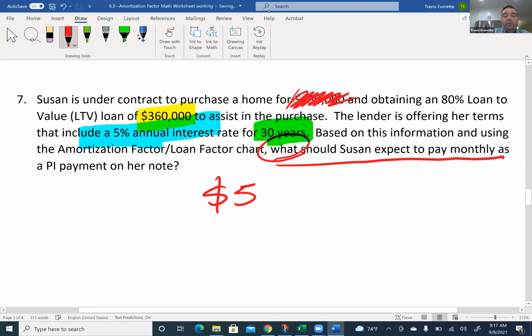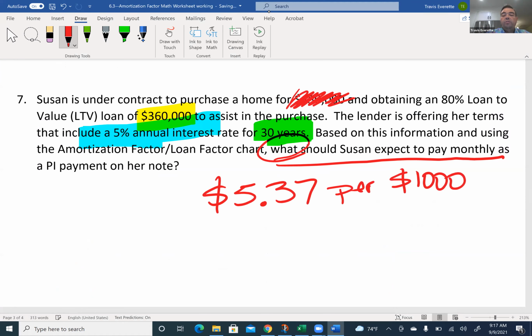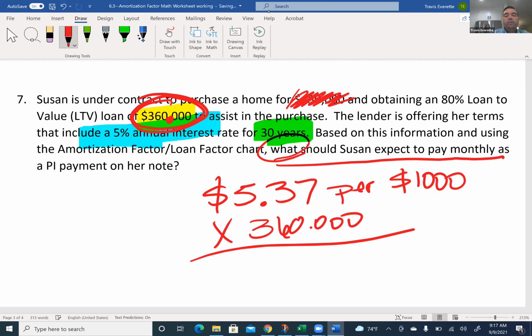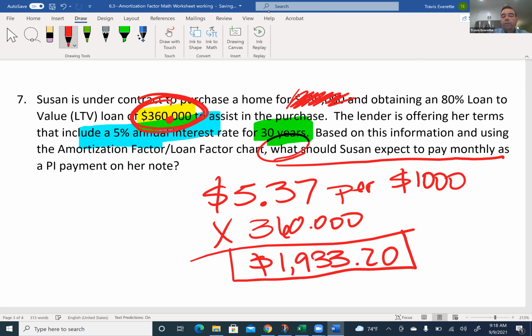Write that down, $5.37, but that's per $1,000 in loan amount, per $1,000 borrowed. And we borrowed a lot more than that. We borrowed $360,000. So we need to know what to multiply this by. Well, we're going to go to that thousands place where that comma is and change it to a decimal and multiply times 360.000. $5.37 times 360. And that equals a monthly payment of $1,933.20. $1,933.20 on that particular loan.